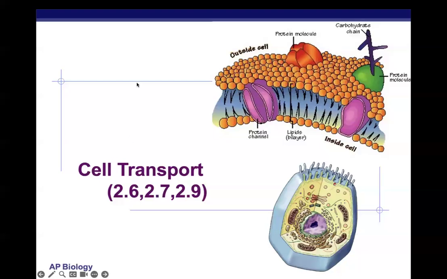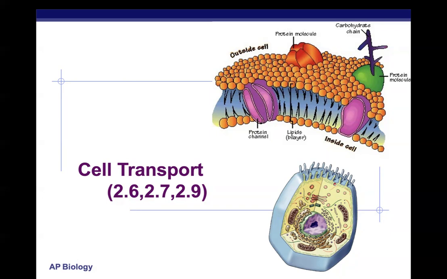All right, welcome back, everybody. Today is a really important day because we're going to talk about cell transport. Now, out of any singular topic we've talked about or will talk about in our second unit about cells, cell transport is probably the singular most important one.